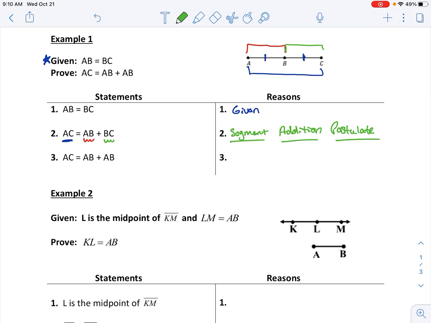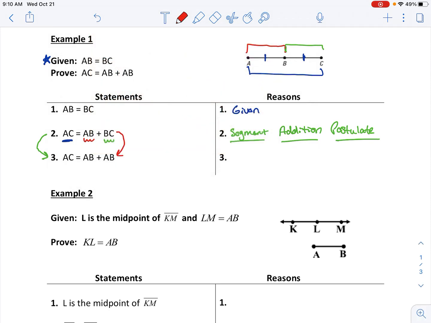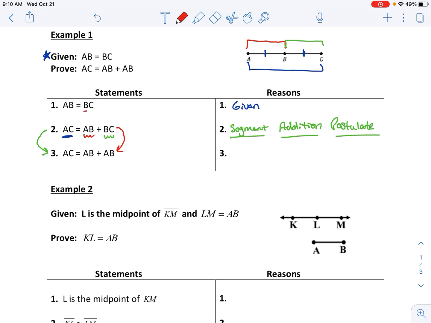Now, we have AC equals AB plus AB, and I want you to look at how I'm changing this. The only thing I'm changing is that instead of BC, I'm changing it to AB, because I know BC is equal to AB. I'm plugging in AB for BC, and that is using substitution. And that gets us what we are trying to prove. So our first proof is done, and it's just 3 steps: we have our given, segment addition postulate, and substitution.